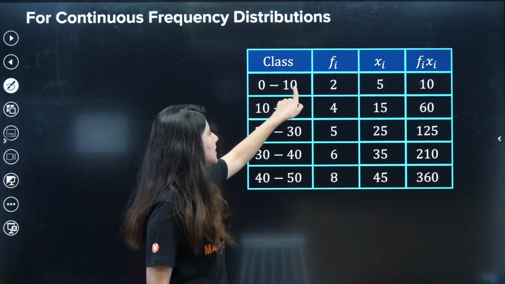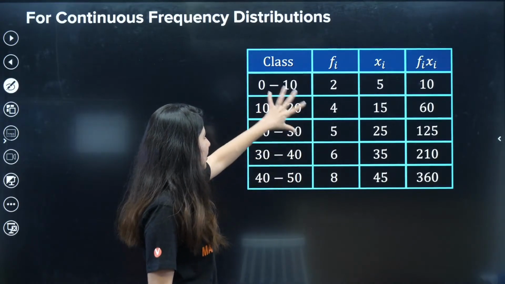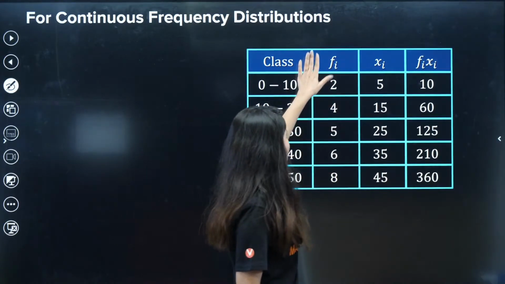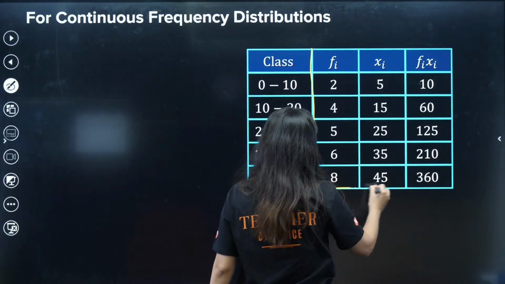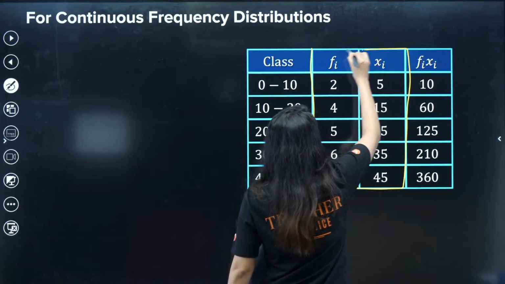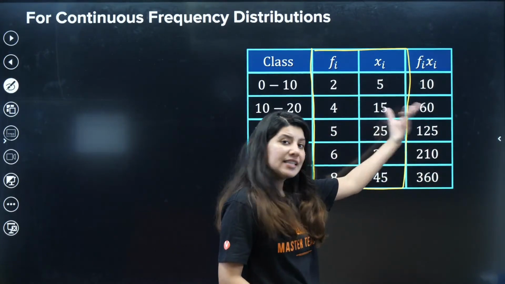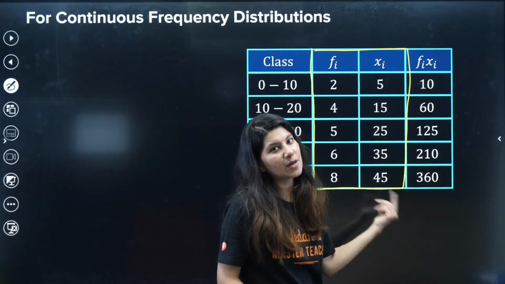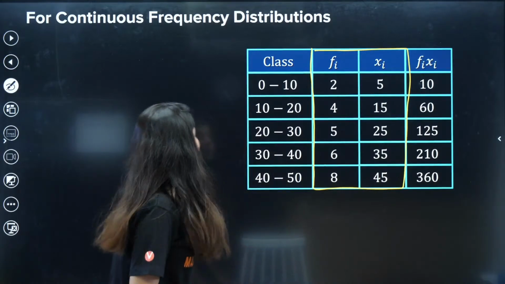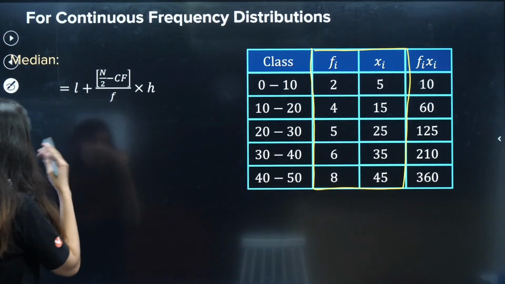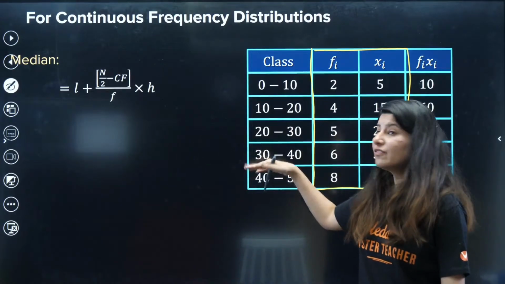So 0 to 10, you have frequency 2, 10 to 20, frequency 4, right? Frequencies are written. Now what you have done is basically converted this into class marks. How to calculate mean? It's very easy. Calculate fi xi. Same formula, sigma fi xi upon sigma fi. For mean, a similar formula. But we will talk about median in this particular case. So for median, for continuous frequency, we have a different formula.